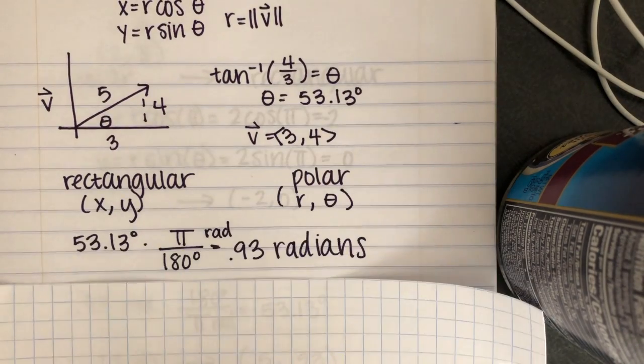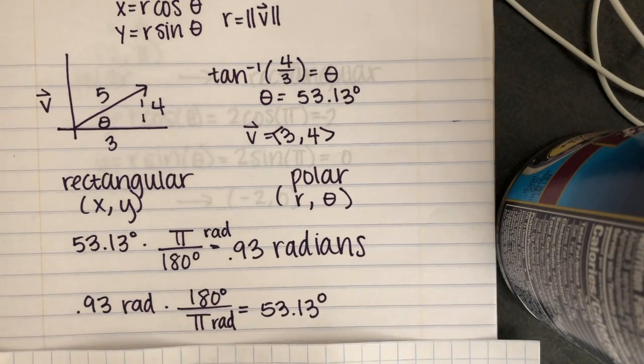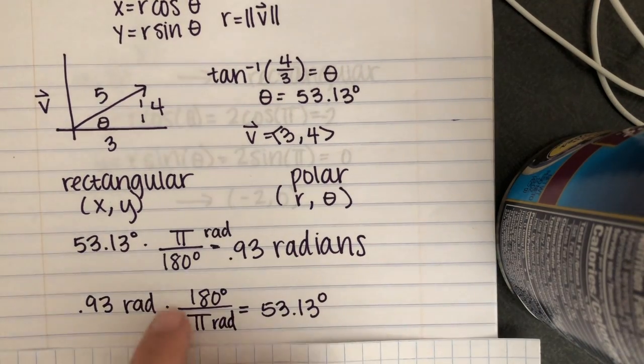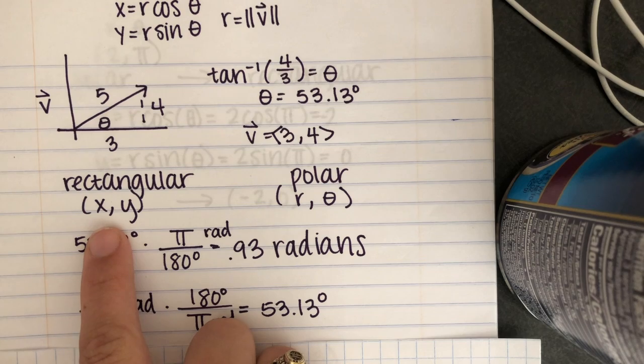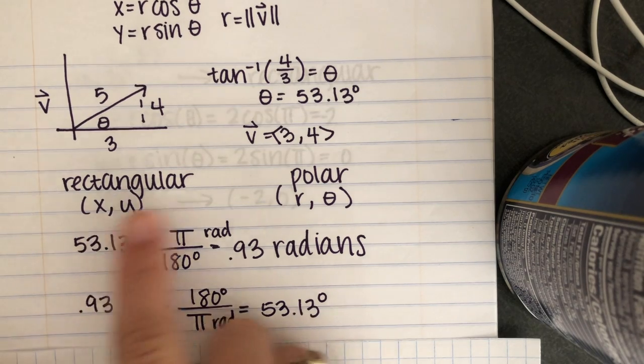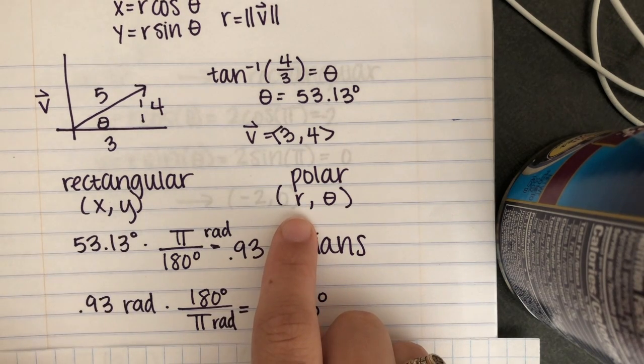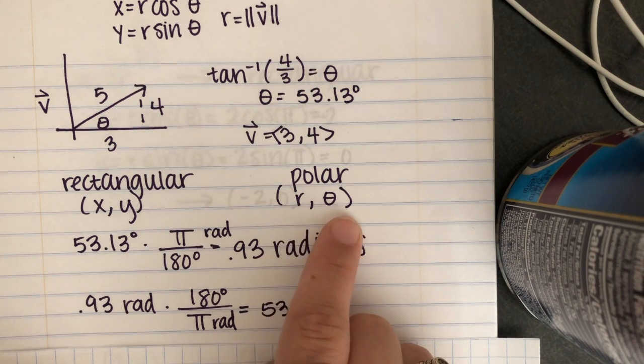And so here is how it connects to polar coordinates. So rectangular coordinates are x and y, like the regular Cartesian coordinate plane. Polar coordinates are that r value, comma, the theta value.